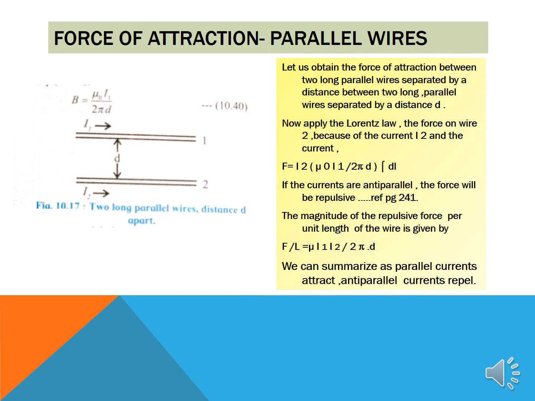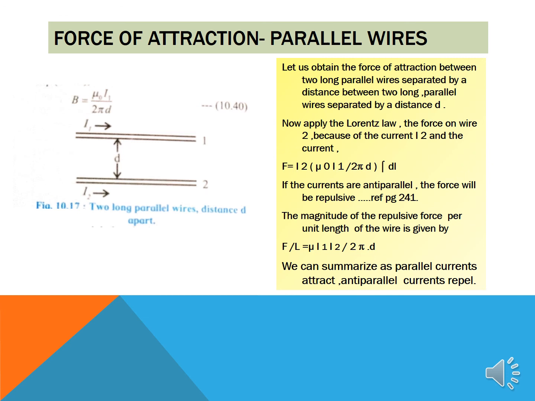Now apply a law which is called the Lorentz law. The force on wire 2 because of the current I2 could be given by the formula, force is equal to I2 multiplied by mu naught I1 divided by 2 pi d, again multiplied by an integral of dl. If the currents are anti-parallel, students, the force will be repulsive. This is very clearly stated when you refer to textbook page number 241.